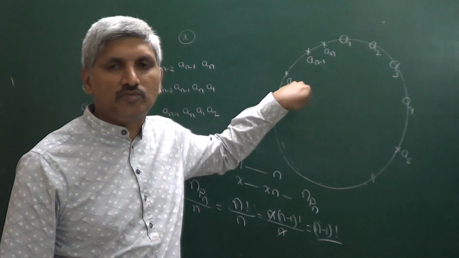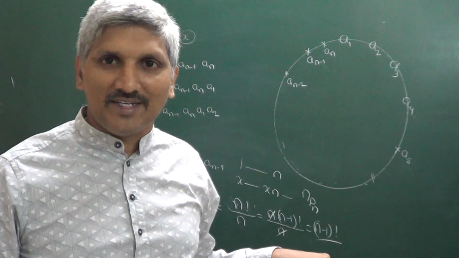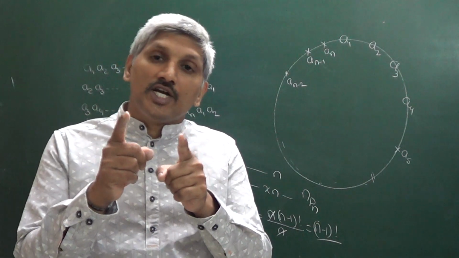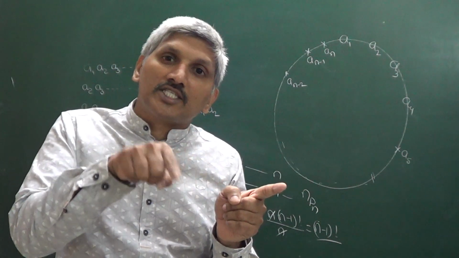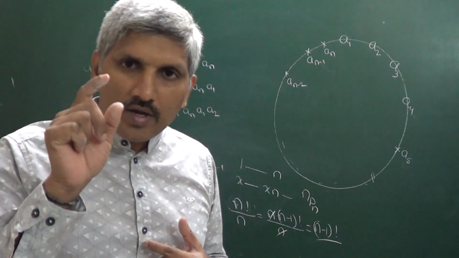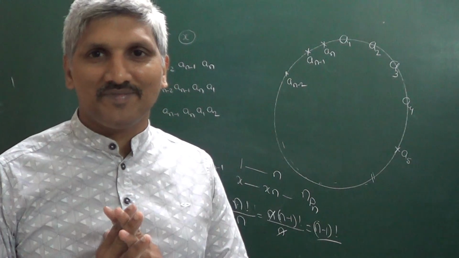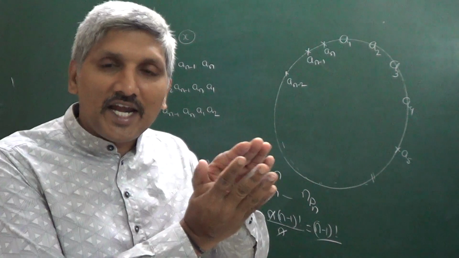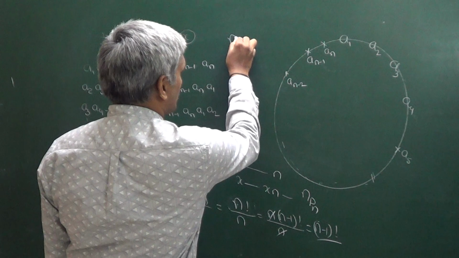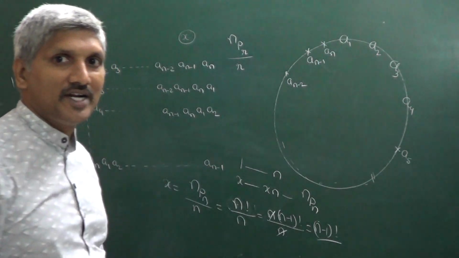So n distinct objects can be arranged in a circle in how many ways? nPn by n, that is nothing but (n minus 1) factorial. n distinct objects taken n at a time can be arranged in a circle in nPn by n ways. Now I am asking, n distinct objects, but we are taking r at a time out of n, and arranging circularly, in how many ways? So n distinct objects taken r at a time can be arranged circularly in nPr divided by r ways.